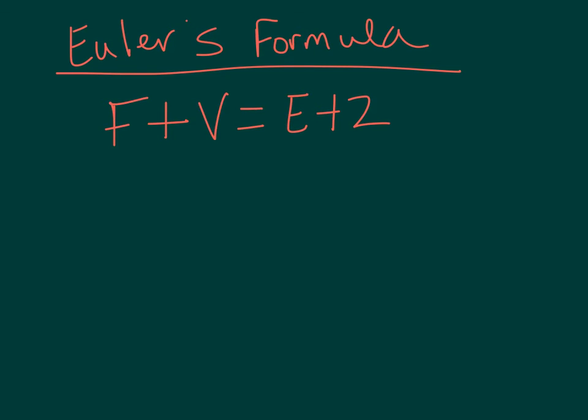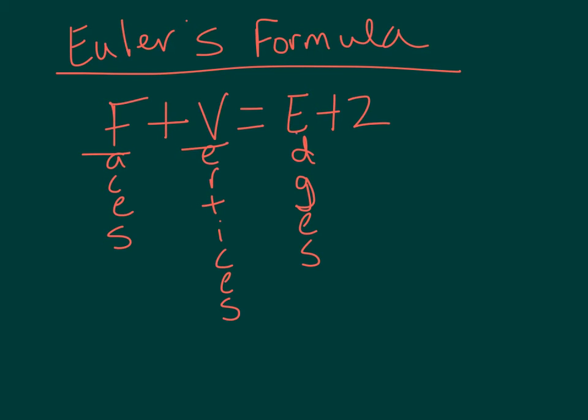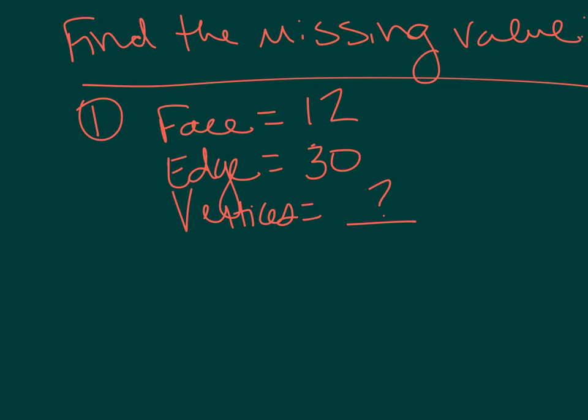So now we have Euler's formula, and that's F plus V equals E plus 2. And F, V, and E stand for faces, vertices, and edges. So if you add the faces and the vertices, it is going to be equal to the edges plus 2. So we're going to use that to find the missing value.